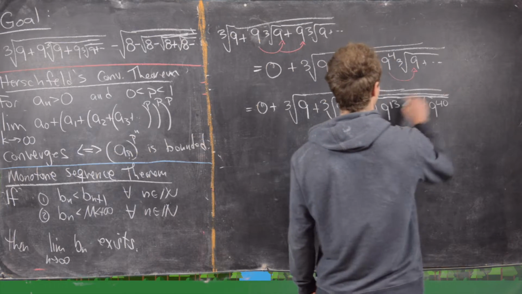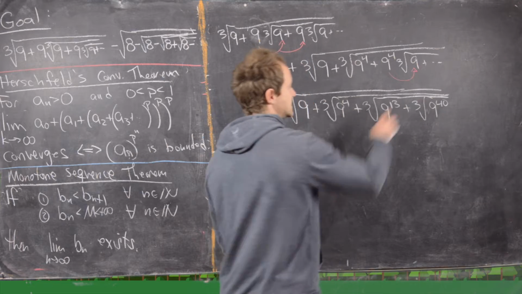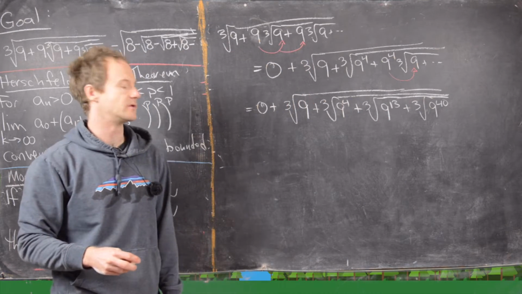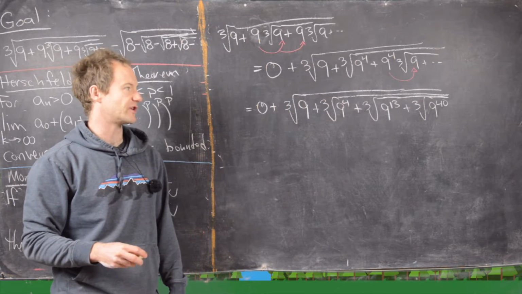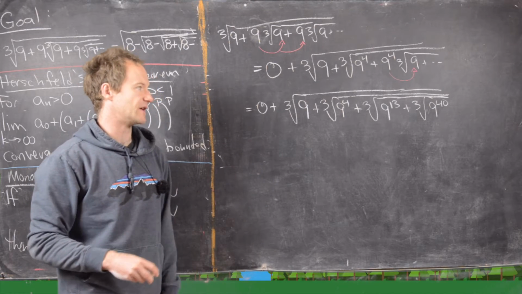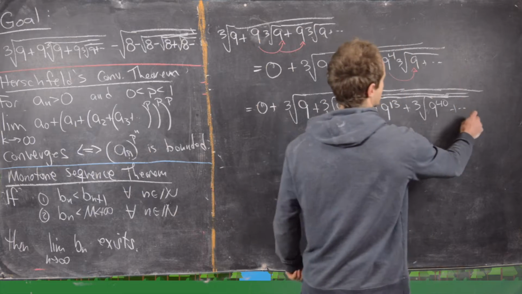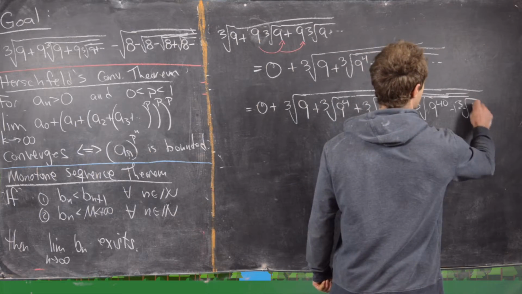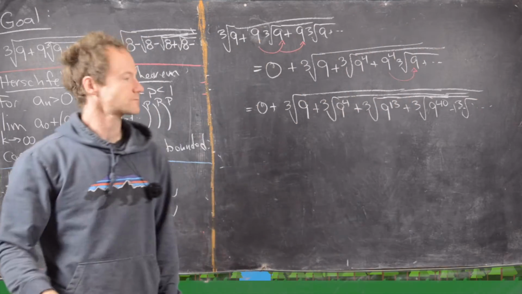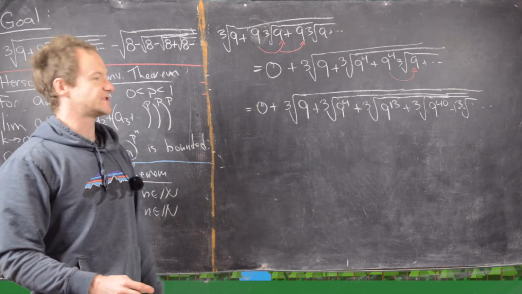So let's see how that would go. So we'd have another 9 to the 13th. We bring it inside a cube root. It becomes 9 to the 39th, but then there's already a 9 there, so it'll be 9 to the 40th. And so this is so on and so forth. And so that's going to continue going forever. Okay, so that's our sequence.